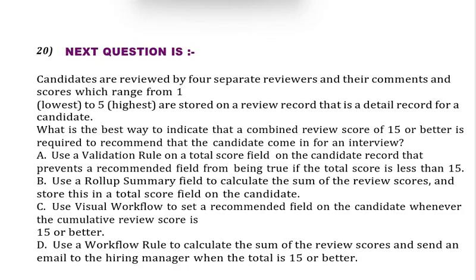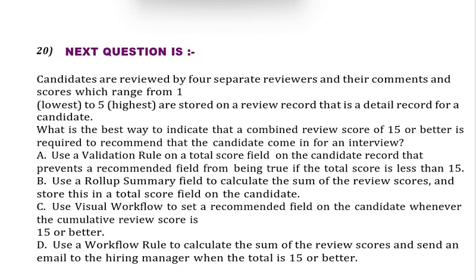Question is: candidates are reviewed by four separate reviewers and their comments and scores, which range from 1 lowest to 5 highest, are stored on a review record that is a detailed record for a candidate. What is the best way to indicate that a combined review score of 15 or better is required to recommend that the candidate come in for an interview?